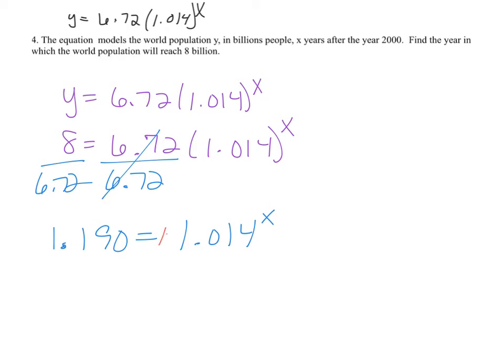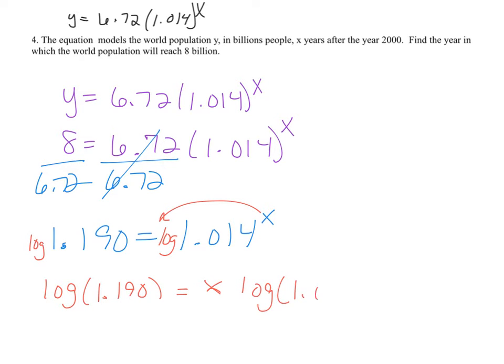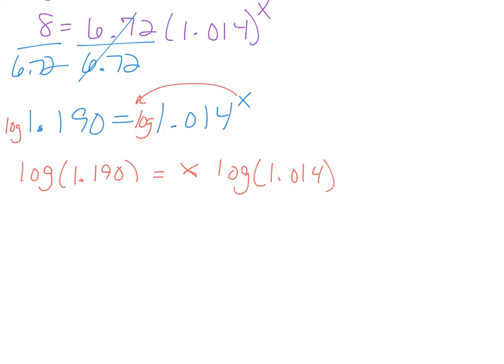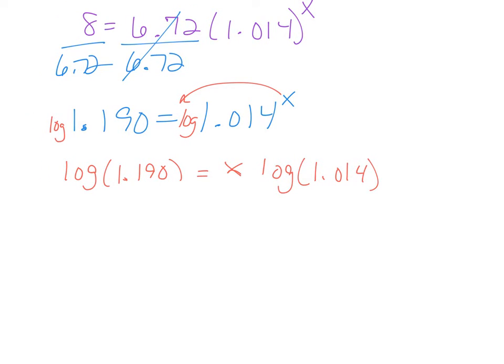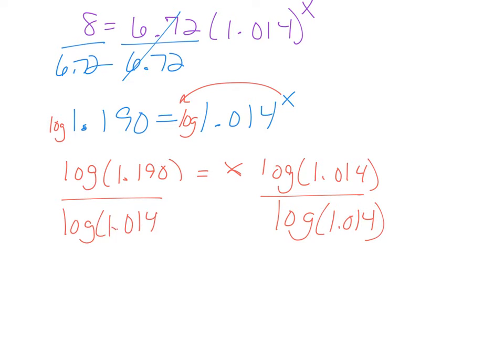At this point, you're going to take the log of both sides in order to bring down the power. So you have log of 1.190. And in this case, you're going to do log of everything that's inside of your calculator. So log 1.014. To get x alone, all we have to do at this point is divide by your log. So I'm going to divide by log of 1.014 and divide by log of 1.014.